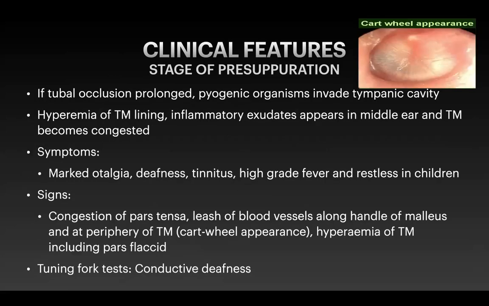If tubal occlusion is prolonged, pyogenic organisms may invade the tympanic cavity, causing hyperemia and congestion of the TM lining with presence of inflammatory exudates. Symptoms include marked otalgia, deafness, tinnitus, high-grade fever, and restlessness in children. On examination, there may be congestion of pars tensa with the appearance of a leash of blood vessels along the handle of malleus and at periphery of TM, giving it a cartwheel appearance, with hyperemia of pars flaccida. Tuning fork test will also show conductive deafness.